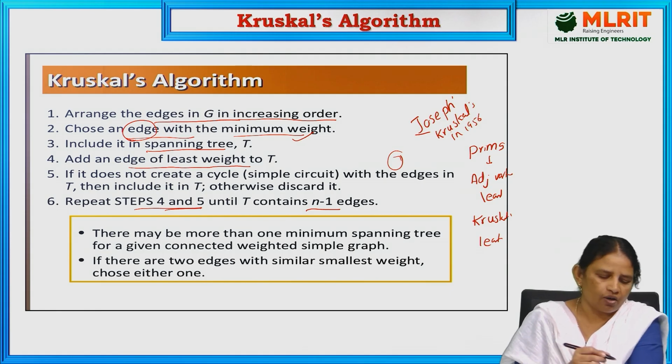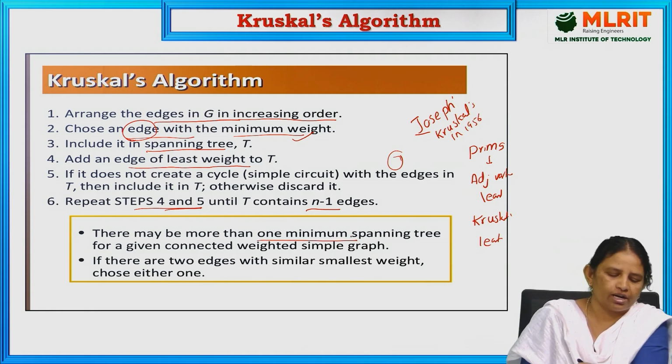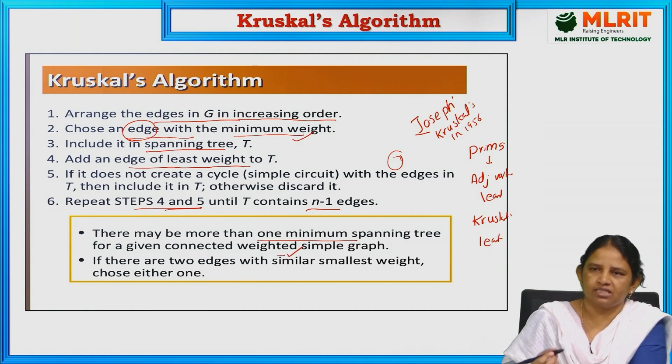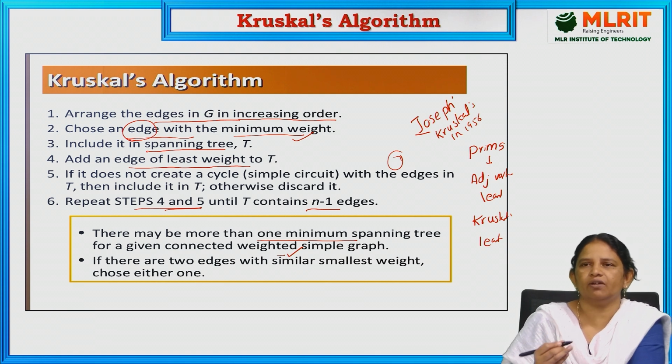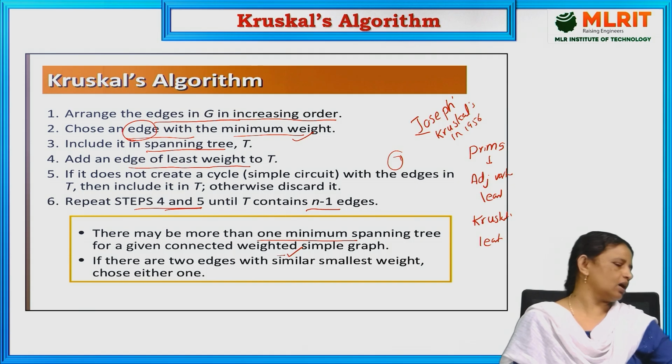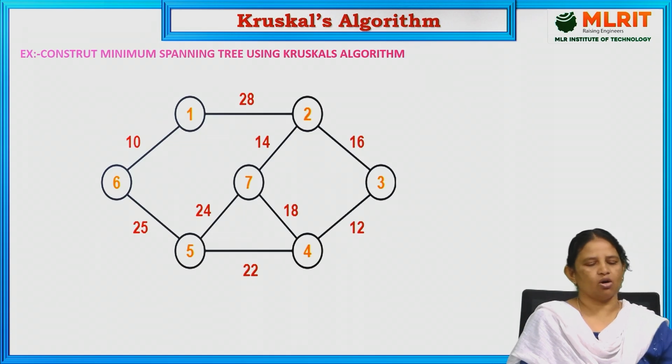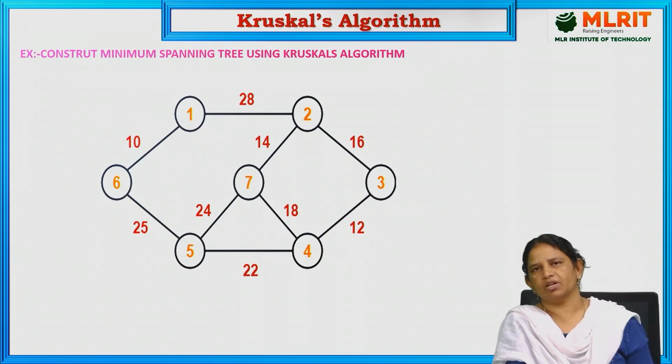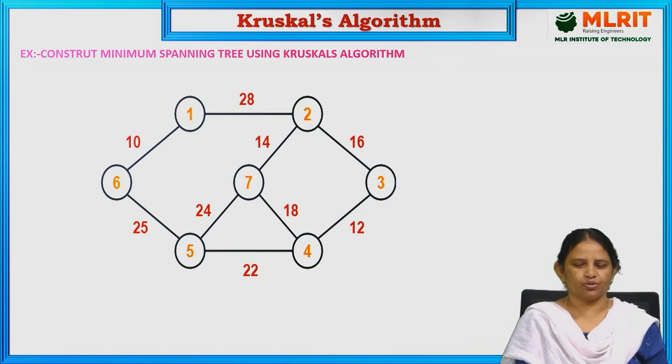For one graph, there can exist more than one minimum spanning tree. That is possible. And also, suppose two edges have the same cost, you have to choose any one of the edges which has the minimum weight. Consider the example for Kruskal's algorithm, how to construct the minimum cost spanning tree using Kruskal's algorithm.